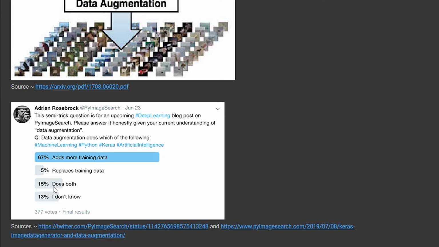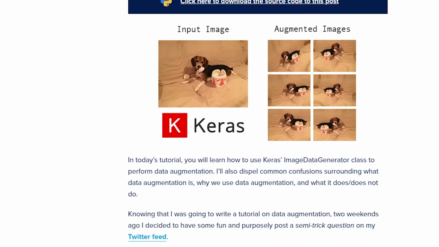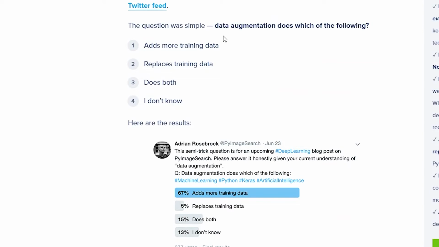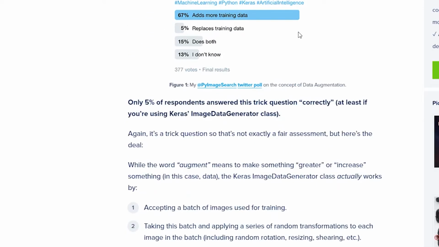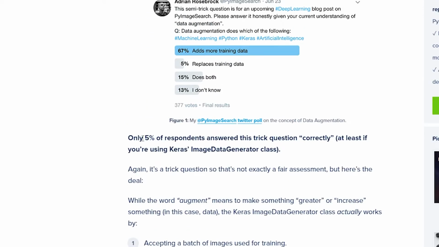Replaces training data 5%, 15%, does both 13%, I don't know. So let me show you his article. In this article, he has actually busted a myth. He says only 5% of the respondents answered the question correctly.